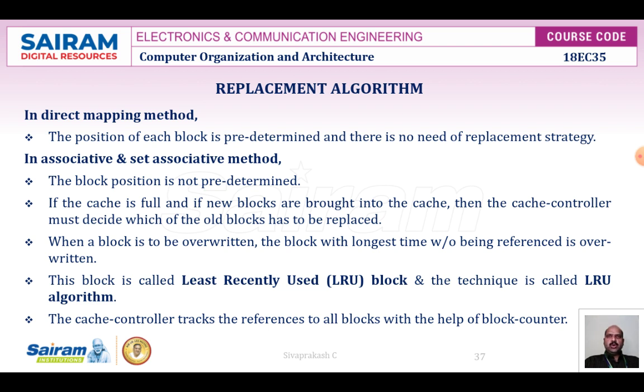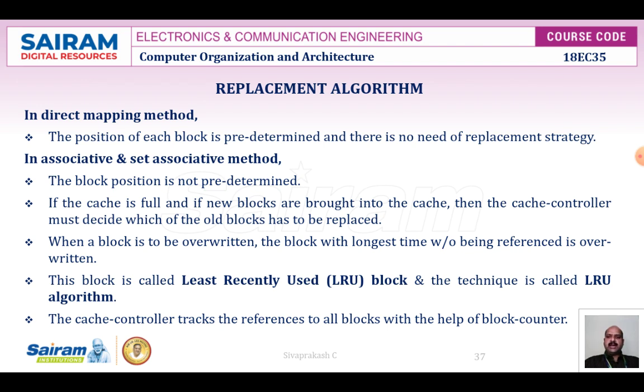When a block is to be overwritten, the block that has gone the longest time without being transferred or referred to is overwritten. This is called the least recently used block, and the technique is called the LRU algorithm. The cache controller tracks the references to all blocks with the help of the block counter. The performance of LRU can be improved by randomness in deciding which block is to be overwritten.